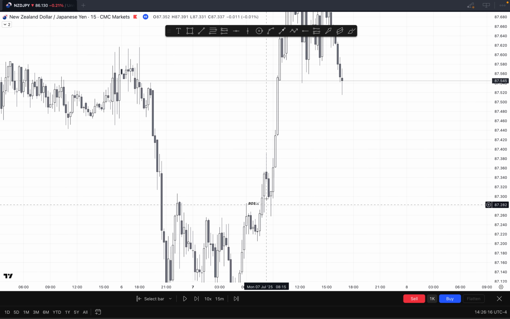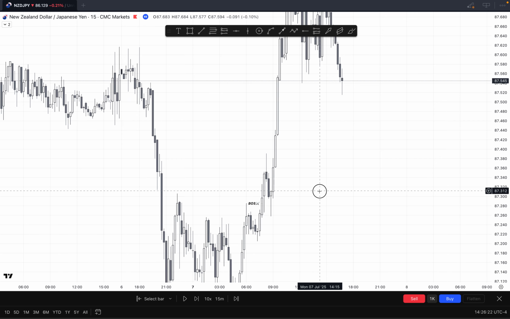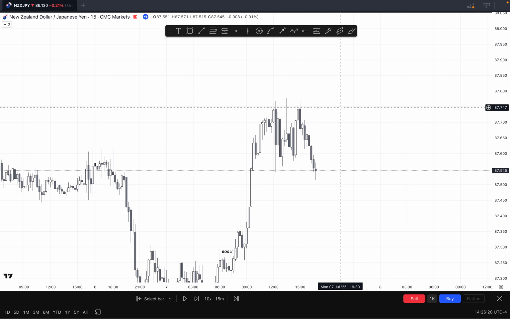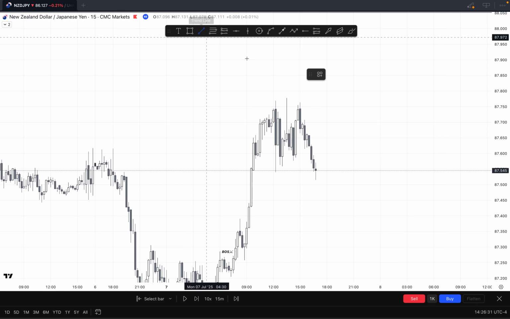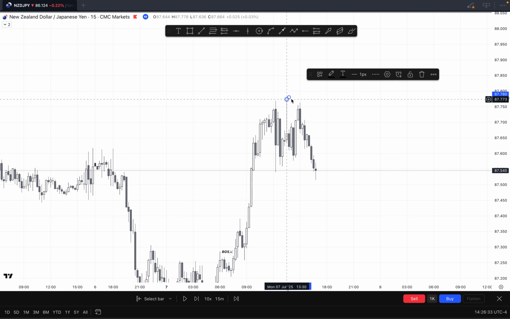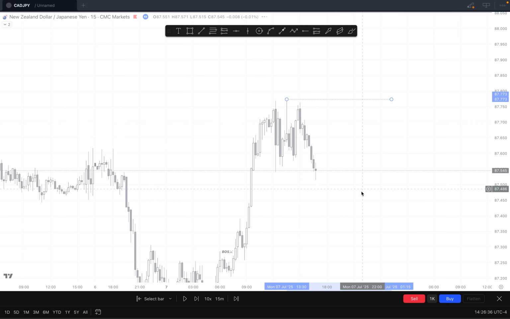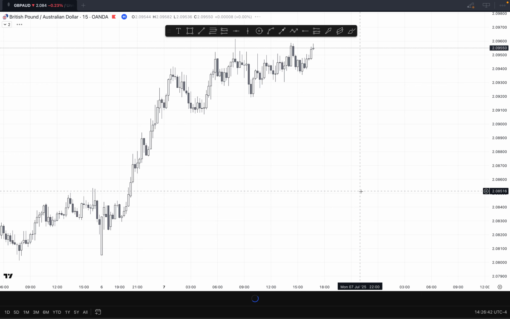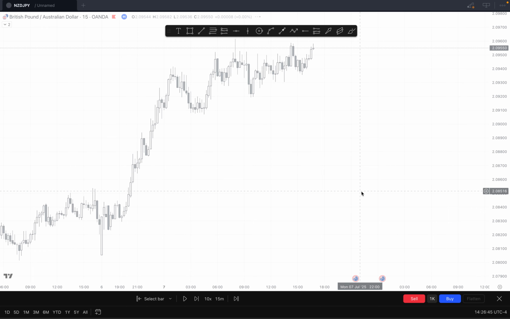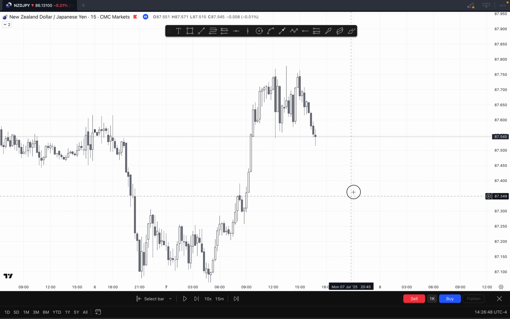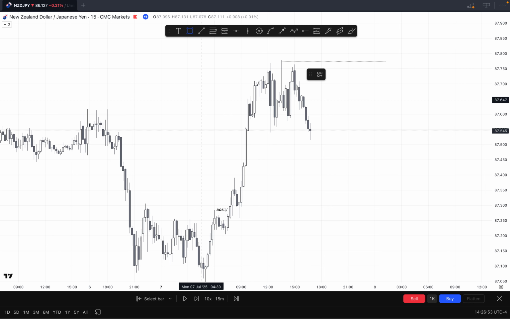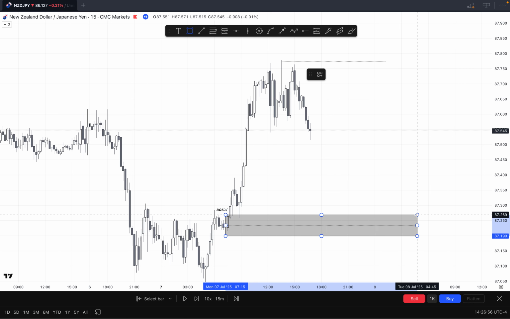Alright, so is this a valid pullback? Nah, I don't think so. This is when the valid pullback is going to begin. Make sure I know this. Okay, I'm expecting a retracement to here, then an entry to the upside.